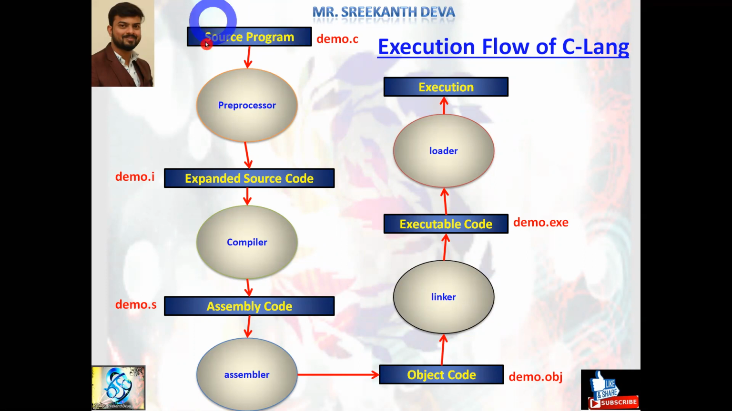We write the source program or source code. Generally we instruct in the form of a high level language based on a standard code, like ASCII or Unicode. In C language we follow the ASCII standard code, and we write English instructions. Always save the application with the extension filename dot c. This program cannot be executed directly; it goes through several steps called the execution flow of the C language. Why? Because the machine understands only object code, but we write instructions in a high level language like English.